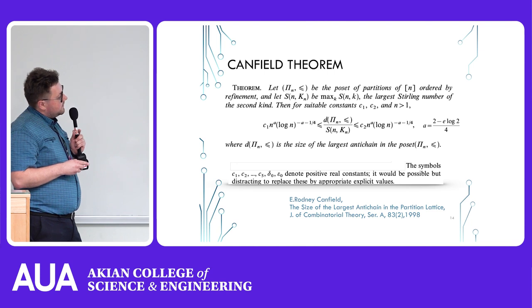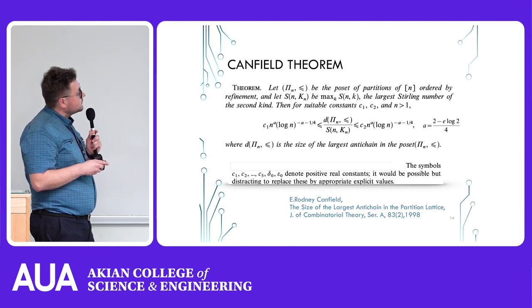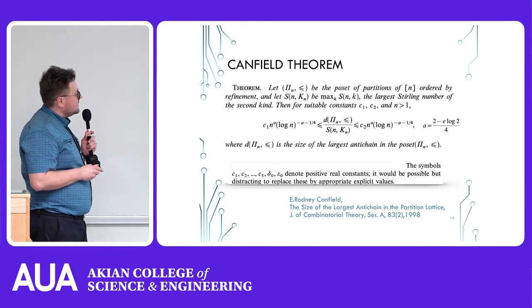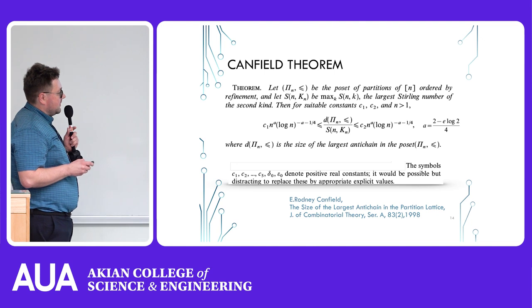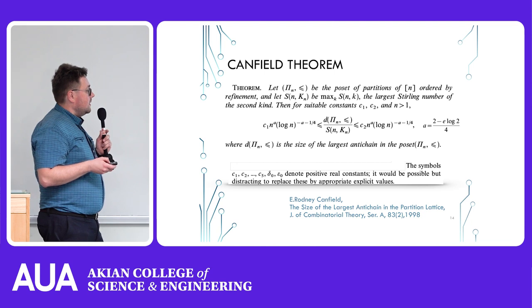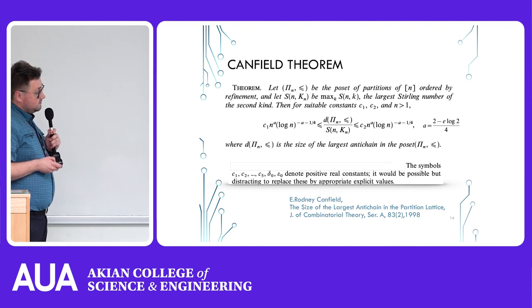So the theorem says that the size of such a maximum anti-chain divided by the Stirling number of the second kind, the maximal one for the specific n, lies between these two values, where the constant A is given as follows. And this paper contains the following statement: the symbols C1, C2, the constants here, denote positive real constants, and it would be possible to find them, but distracting to replace these by explicit values. So is Canfield right? This is the main question in the title of the paper.